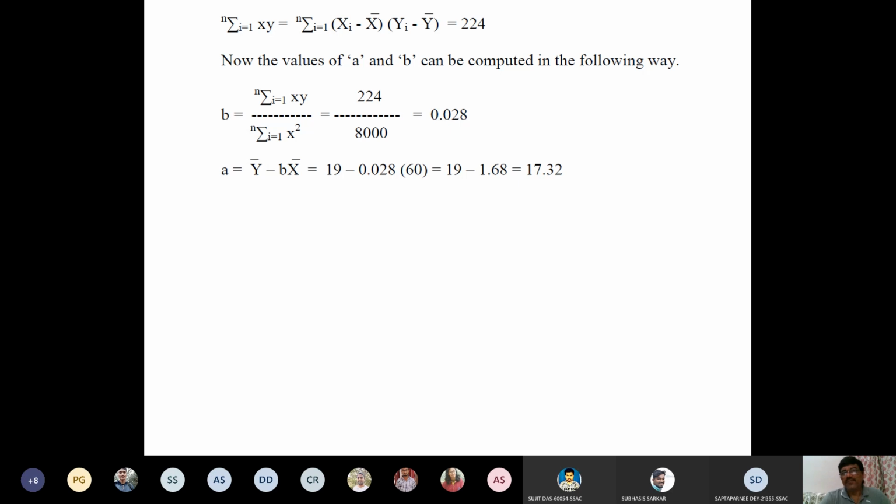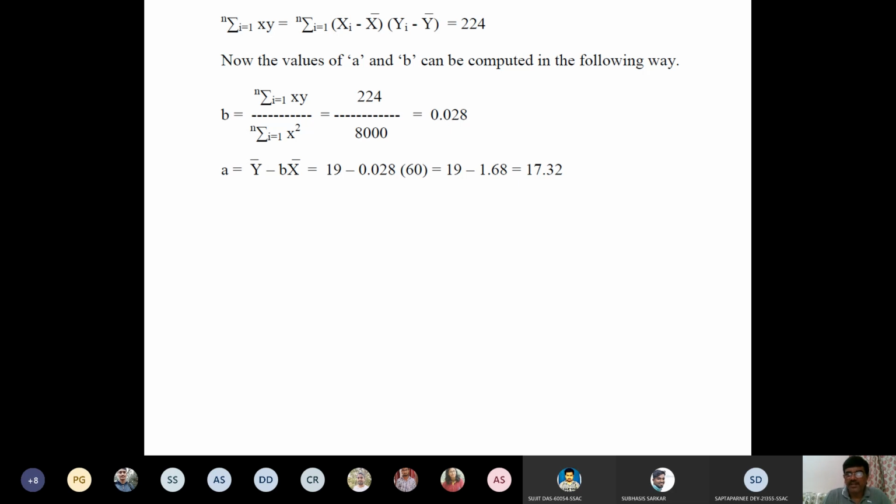Now you see the next slide. From these parameters we have seen in the last slide, we can work out the value of b. The value of b is summation xy divided by summation x square. Taking the data from the last table, the value is 0.028.